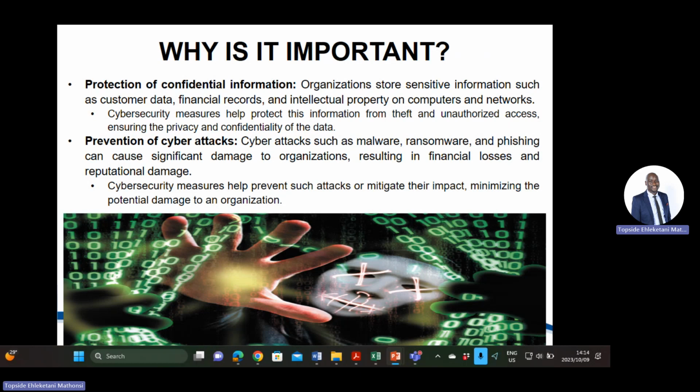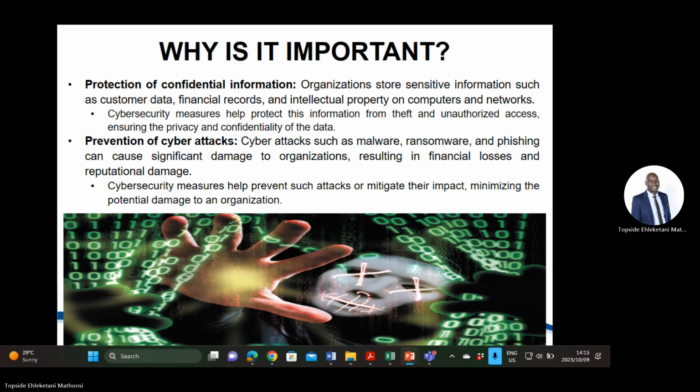Then we have explained about phishing. So this can cause significant damage to organizations, resulting in financial loss and also reputational damage. So these cyber attacks don't only affect organizations, they also affect you as an end user, because if your information gets stolen, they can create a credit card using your information. It means you are going to lose money because they are going to use your information to buy products online. So that's very, very important.